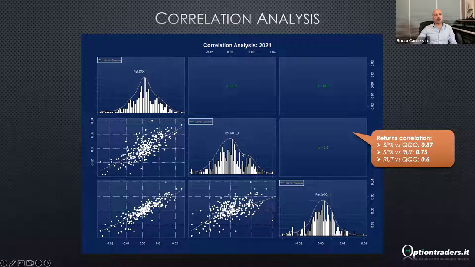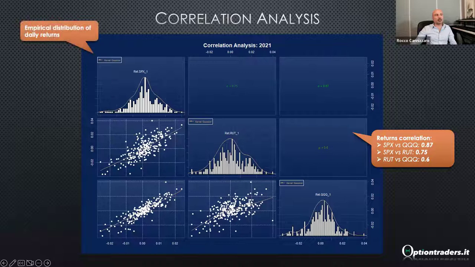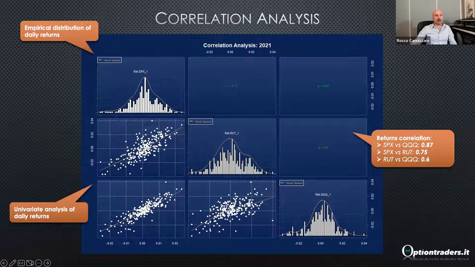Again, this data was based on historical daily returns from 2021. On the middle diagonal, you'll see the distribution of the returns, and as you can see, they're not exactly distributed according to the normal distribution, so just keep that in mind. On the bottom side, you see the correlation chart with all these dots, and you can see there's a pretty clear relationship, especially between the SPX and the Qs. Essentially, the points are pretty much on a line, right? That's a pretty strong signal that there's a good relationship between these two assets.